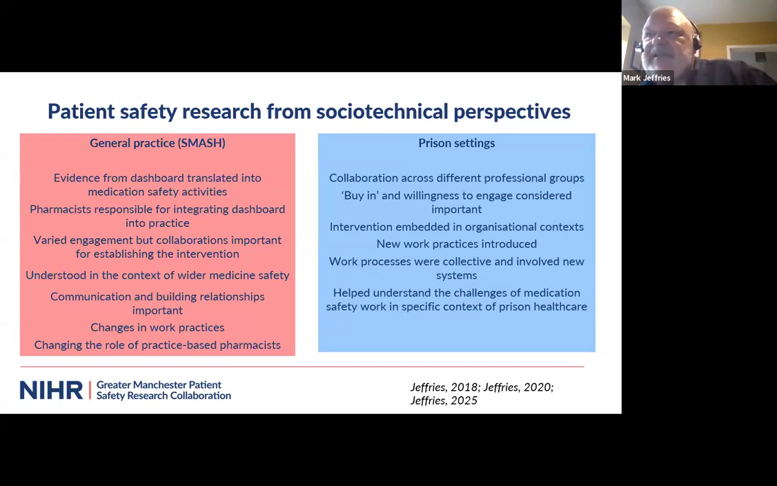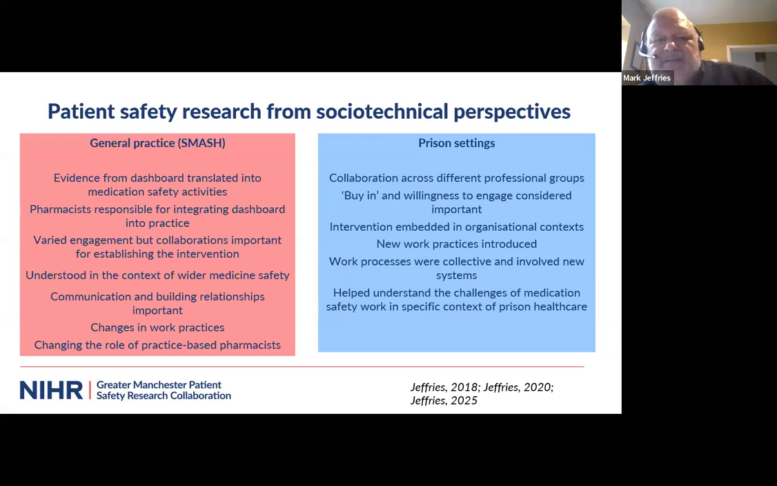So the first study we did was in general practice. It was practice-based and used a practice-based pharmacist, and that was called SMASH. And the second one was in prison settings. And there are some findings that we got from that. In the general practice space, it was very much that, yes, the evidence in the dashboard could be translated into medicine safety activities. So we're taking the technology and utilizing that in the way that pharmacists and other people responded.